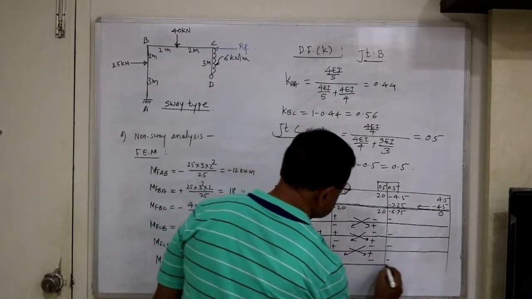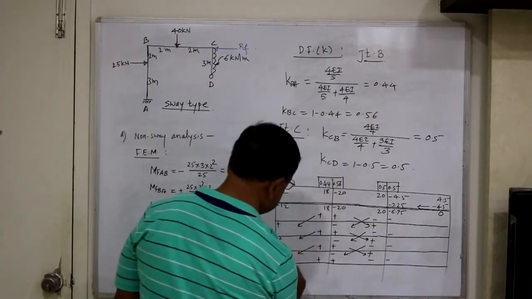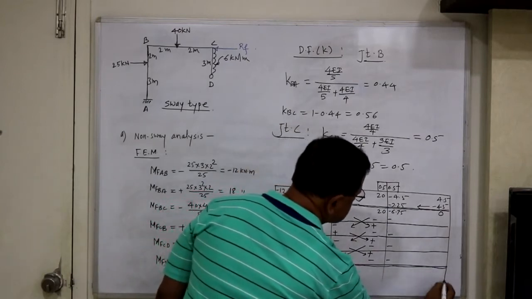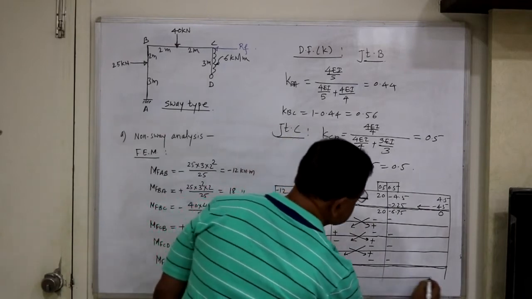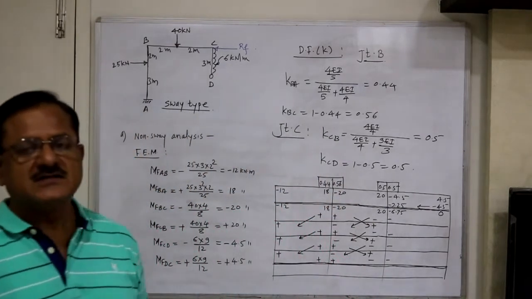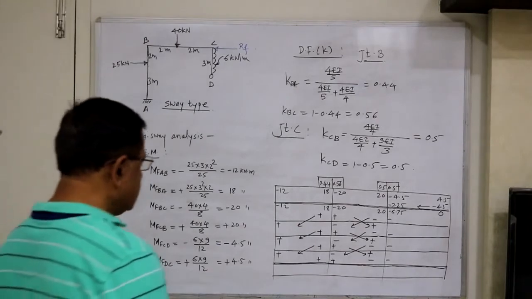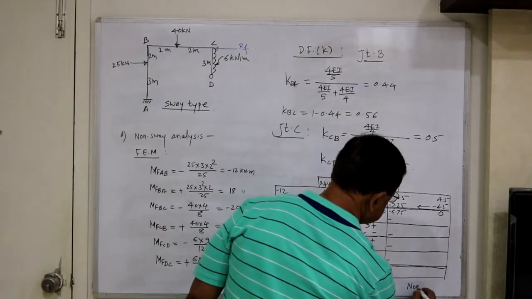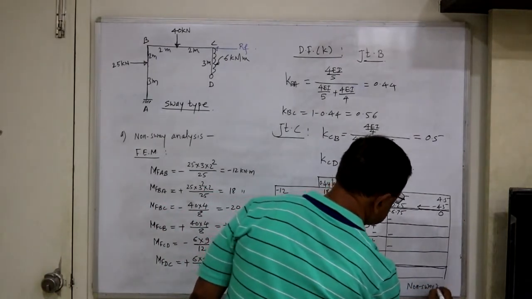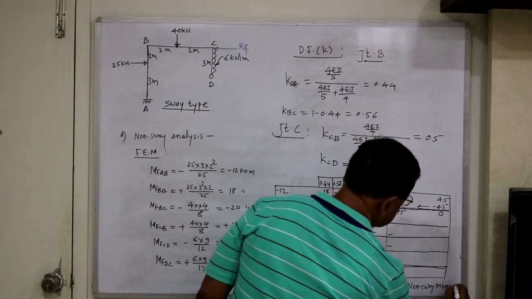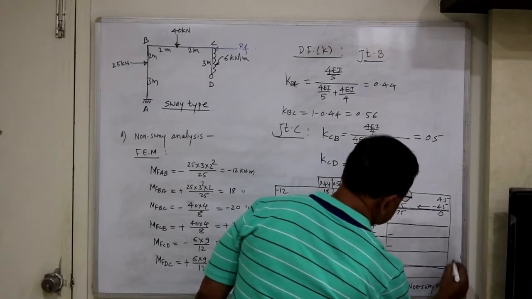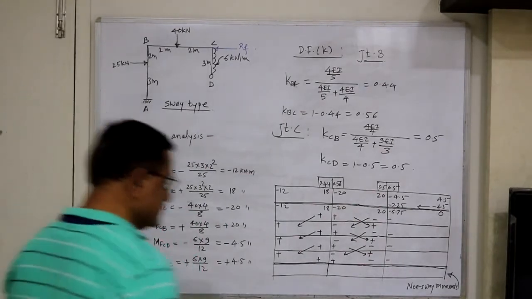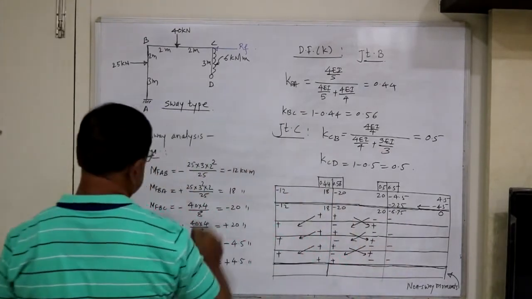Let us say these cycles are sufficient, then you mark here double line and take the summation under each of the supports. So this gives us the non-sway moments. These values are the non-sway moments. Now the first part, after getting non-sway moments, find out RF.